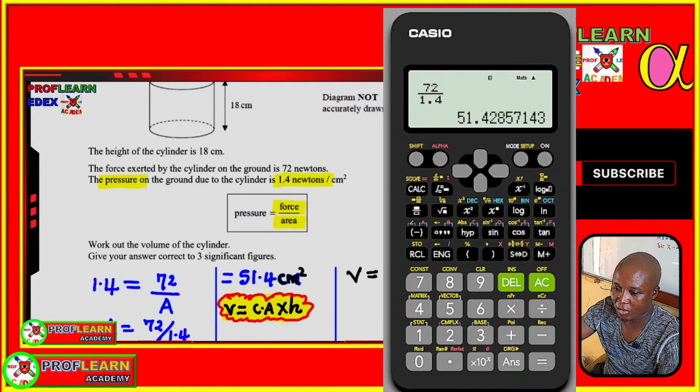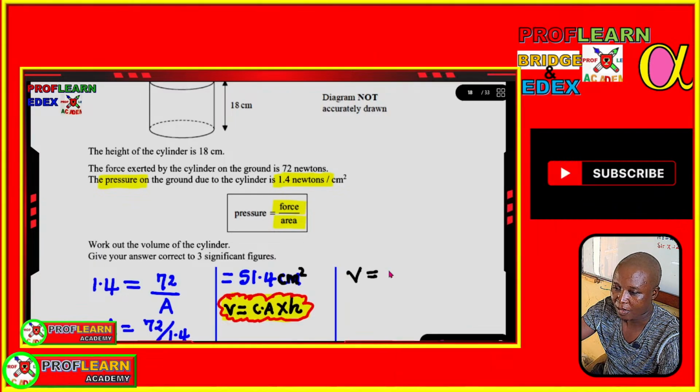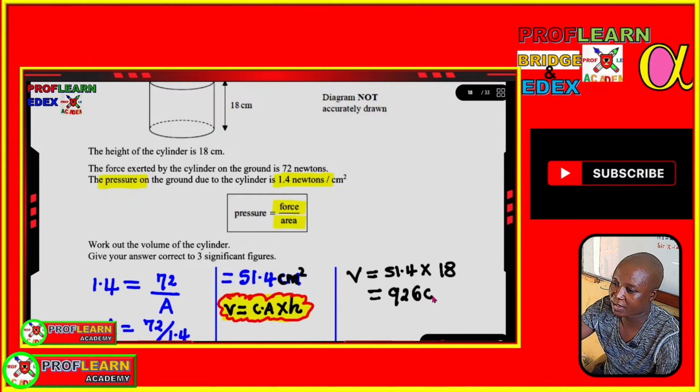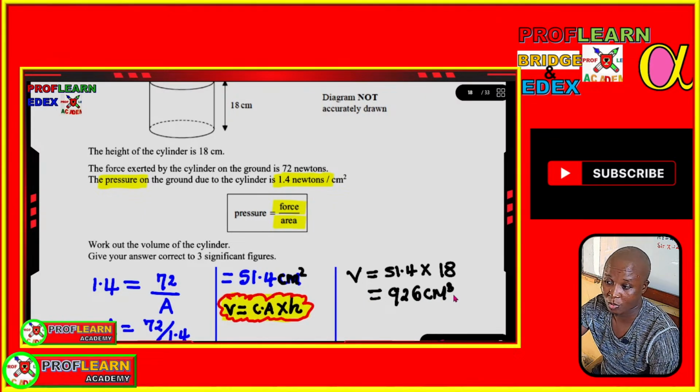Working it out, we get 51.4 times 12, and our final answer is 926 centimeter square as the volume of this particular cylinder.